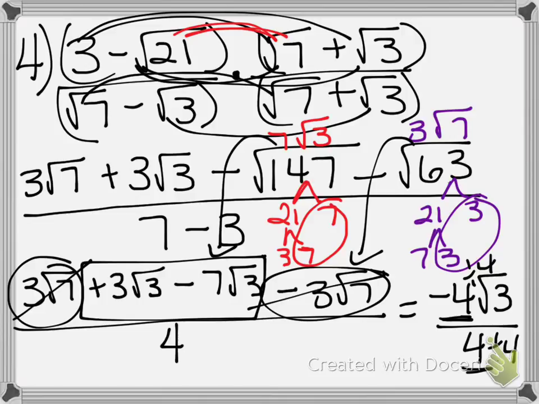And so when I do that, I'm just going to put my answer here so I don't have to go to a new screen. When I divide negative 4 by 4, I get a negative 1, so that's going to be a negative square root of 3. And then 4 divided by 4 is 1. I don't need to write that in the denominator. So my final answer will be negative square root of 3.